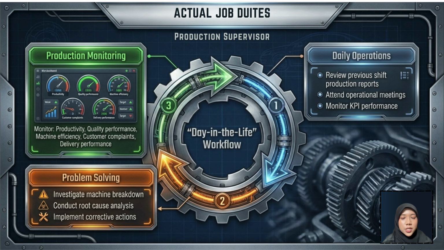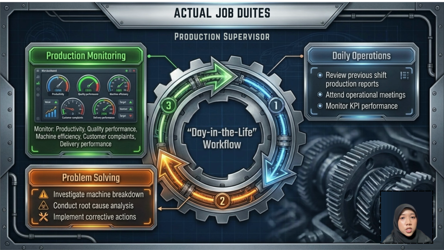Next, actual job duties. Based on the interview, the actual job responsibilities of a production supervisor are very extensive. One of the main responsibilities is ensuring daily production targets and KPIs are achieved. Mrs. Rahaiza mentioned that every day she needs to monitor performance indicators such as productivity, quality, machine efficiency, customer complaints, and production output.